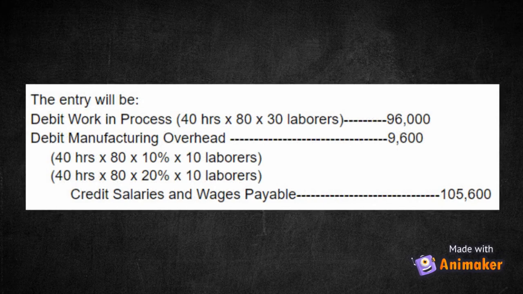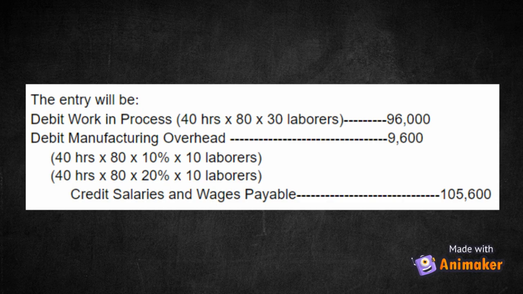The amount debited to work in process will only comprise the total normal working hours in a week, which is 40 hours, multiplied by the rate of 80 per hour, and multiplied by the number of the company's laborers. Next is the amount debited to manufacturing overhead, which will only include all the premiums that should be paid. First is the premium for the morning shift, which has the rate of 10%. To compute the morning shift premium, it will be normal working hours, 40 hours, multiplied by the normal rate of 80 per hour and multiplied by the premium rate of 10%, then multiplied by the number of laborers in the morning shift, 10 laborers.